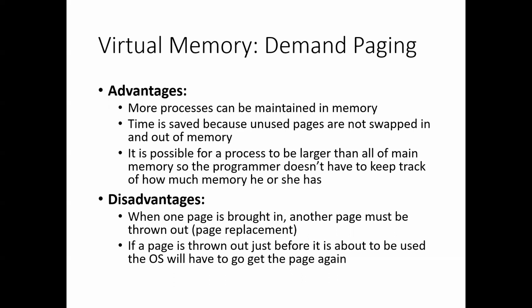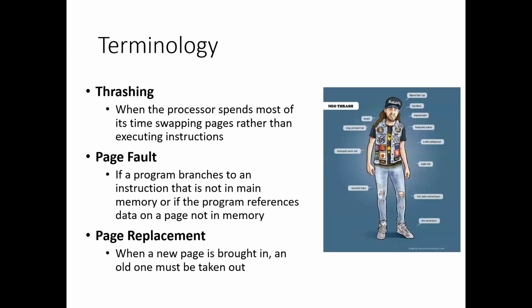If a page is thrown out just before you're about to use it, then the OS will have to get the page again, and that can lead to something called thrashing. Thrashing is when the processor spends most of its time swapping pages rather than executing instructions. In the old days, if you had a mechanical hard disk, you could actually hear it clunking and going back and forth to bring things in and out of memory.